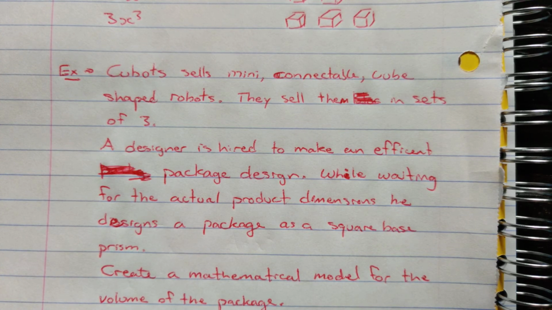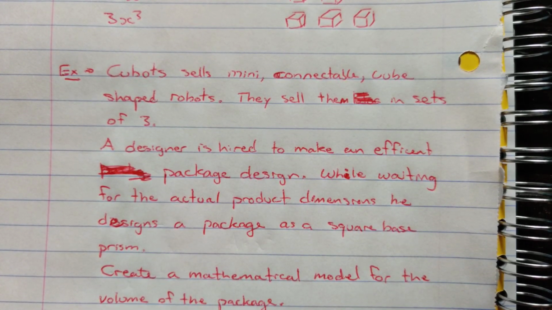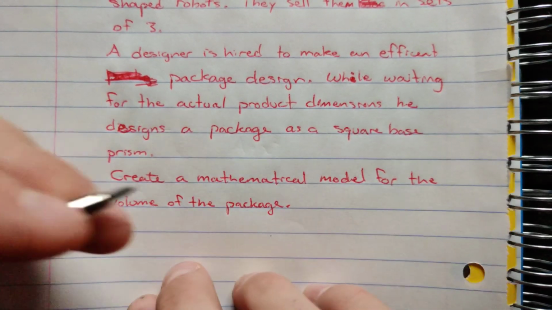He's like, okay, that's cool. So what are the dimensions? He doesn't know yet, and so he's waiting for those to get back. But he said, I'll start doing designs on the computer, and then I can just scale it to whatever dimensions I need later. So he's going to design this with a square-based prism as our shape, and we want to create a mathematical model for this volume.